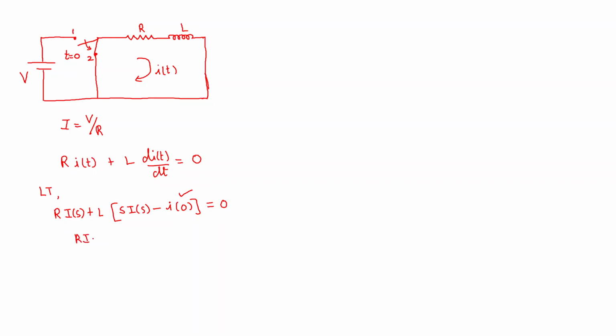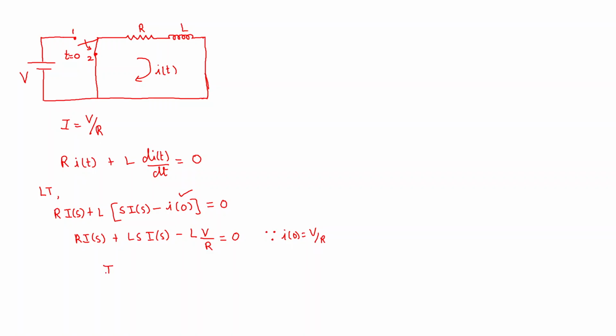R into I of s plus Ls into I of s minus L into i of 0, which is V by R, because at time t is equal to 0, when I locked the switch to position 2, there was a current flowing through the inductor, which is the initial energy. We call it the initial energy stored in this inductor, that is i of 0 is equal to V by R. So I have substituted that, since i of 0 is equal to V by R.